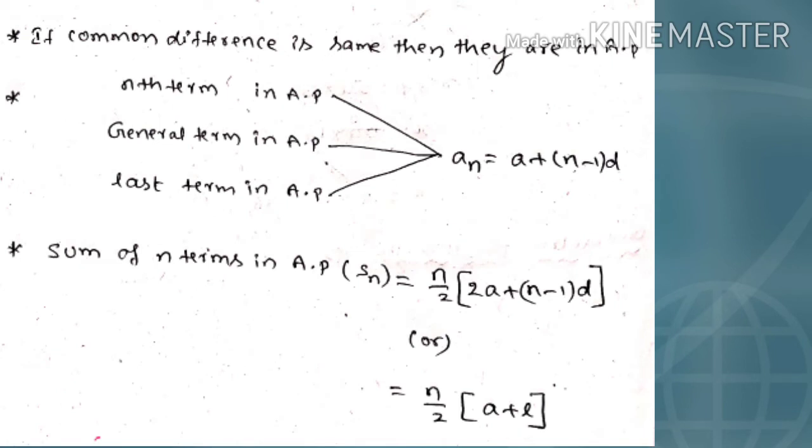Nth term of AP, or general term of AP, or last term of AP: an is equal to a plus (n minus 1) into d. If we are asked the sum of n terms in AP, denoted by Sn, it is equal to n by 2 into (2a plus (n minus 1) into d). Or you can use one more formula, n by 2 into (a plus l). These are the concepts review for the AP.